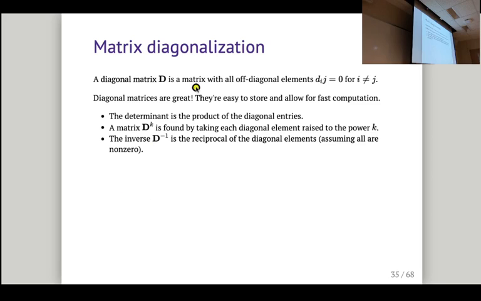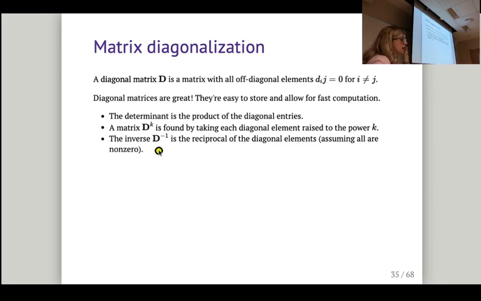So the determinant of a diagonal matrix is just the product of the diagonal entries. What does that maybe suggest to you about the eigenvalues of a diagonal matrix? They lie along the diagonal. Eigenvalues lie along the diagonal, another really attractive property. We can raise diagonal matrices to a power just by raising the diagonal elements to that power.